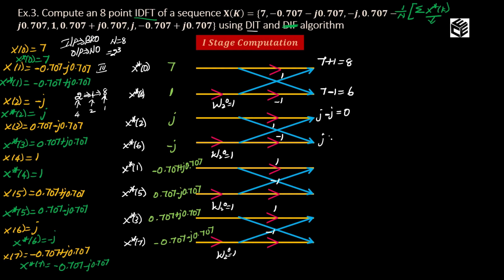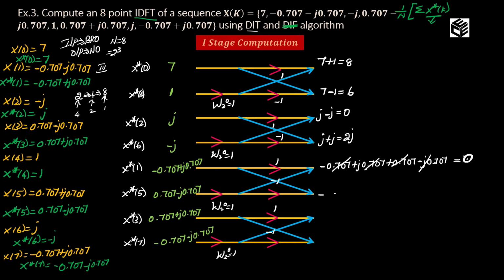And here it is j plus j, which is equal to 2j. And here it is minus 0.707 plus j 0.707 plus 0.707 minus j 0.707. So plus j and minus j will get cancelled. Plus 0.707 minus 0.707 cancel each other. So the value is 0.